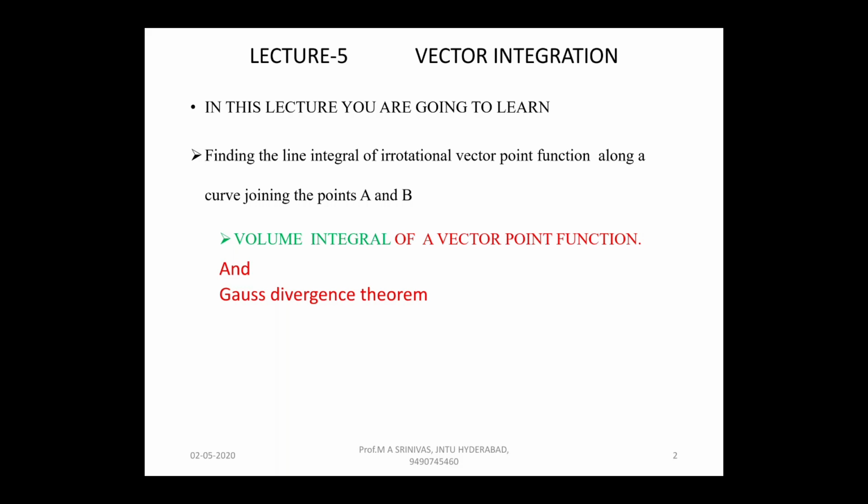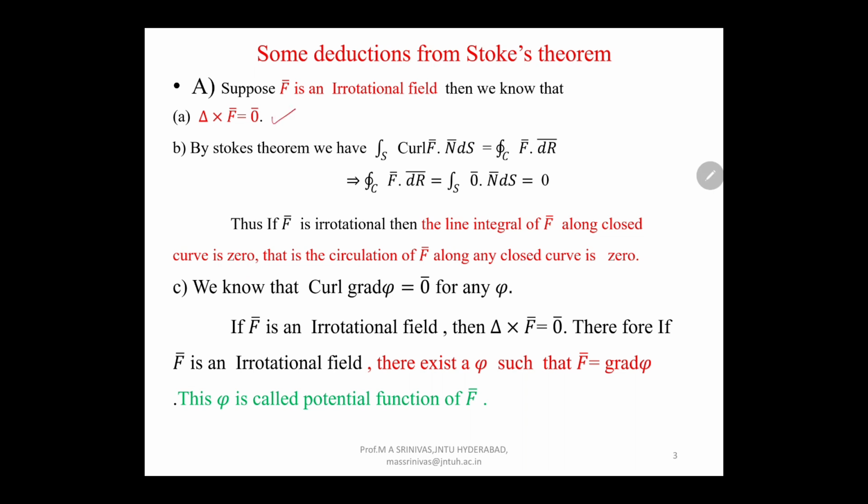If a vector point function is given, to identify whether it is an irrotational field or not, we have three things. One is the curl of f bar is a null vector. Or otherwise, if you find the line integral of f bar along a closed curve C is 0, then also we call that f bar an irrotational field.